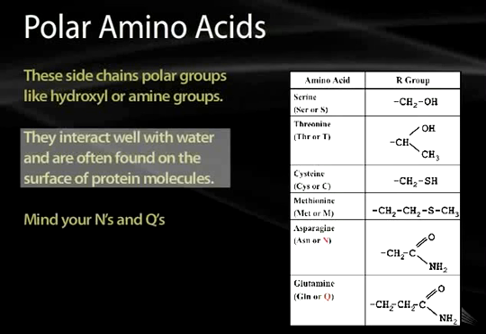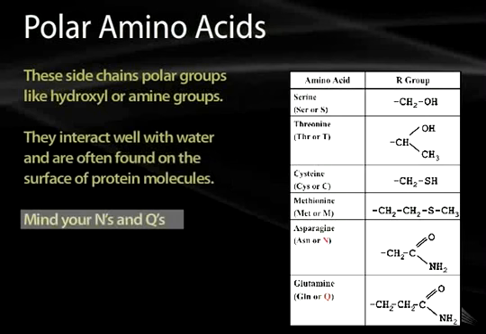Now, most of these have intuitive single-letter codes: S for serine, T for threonine, C for cysteine, and M for methionine. But asparagine and glutamine are slightly non-intuitive. Asparagine is abbreviated N, and glutamine is abbreviated Q.